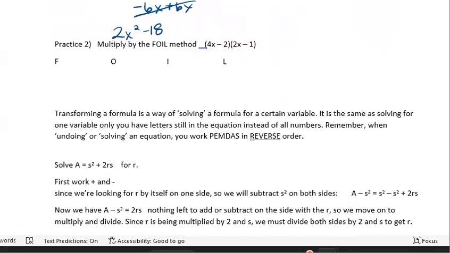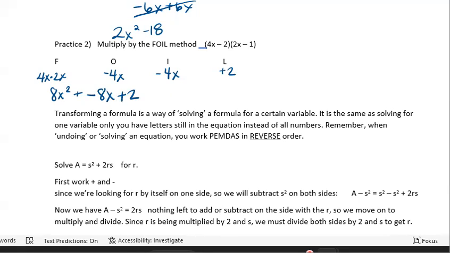So let's practice one more time. Here, our first ones is going to be 4x times 2x, which will be 8x squared. We'll then have the outside terms, 4x times a -1. The inside, -2 times a 2x, so that's going to be a -4x. And then the last one's -2 times -1, which will be a +2. We add these together and we're going to get a -8x and then a +2.